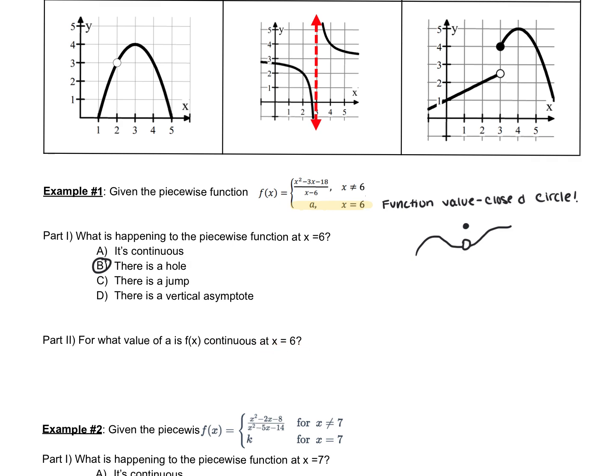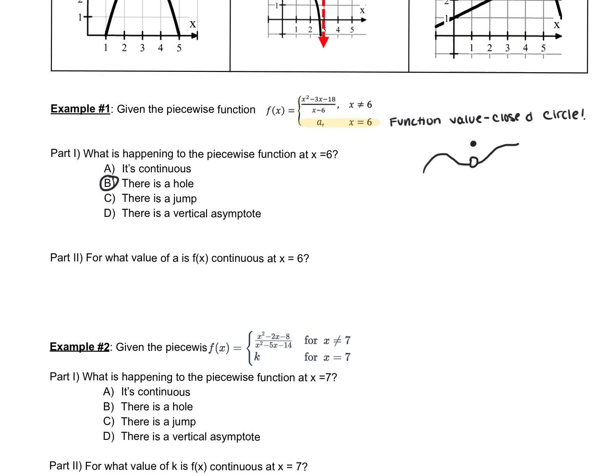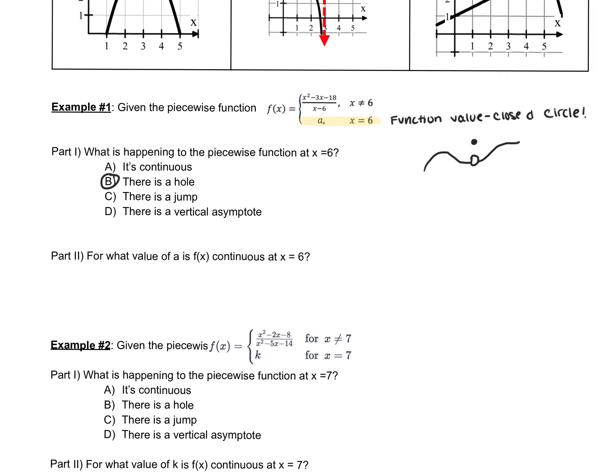In order to do that part, we have to use the limit definition of continuity. That states that the limit as x approaches 6 of f of x must equal f of 6. That's the definition of continuity, that the limit has to equal the function value. Before we can plug in, since we know that there's a hole, we have to remove the hole first, otherwise we won't be able to evaluate this limit.